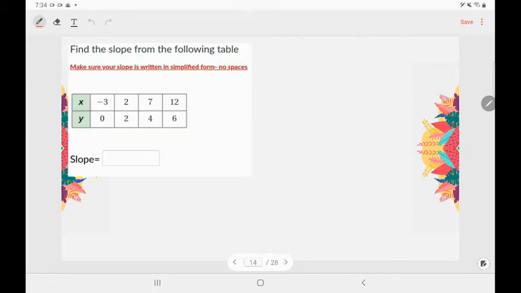All right, number 13. How do I find slope from a table? Well, the same way as I found slope from a point. Remember, this is a point and this is a point. Okay, these are both x's, so here's my points, -3, 0, and my second point is 2, 2. So this was my first point, x1, y1, and this is my second point, x2, y2.